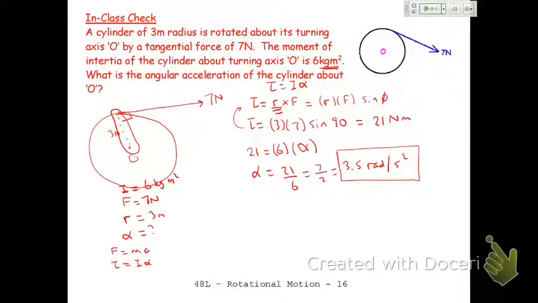I know that F equals ma, so I know that torque is equal to I alpha. I'm not given torque, but I can work out torque from those two. Torque is equal to R cross F, which equals R times F times the sine of the angle, which is 3 times 7 times the sine of 90, which is 21. So then I substitute in: 21 is equal to my moment of inertia, which is 6, times alpha. Okay? So agreed? Cool.